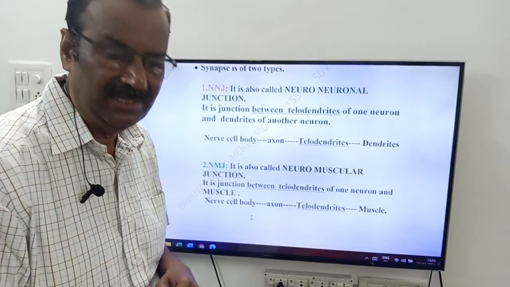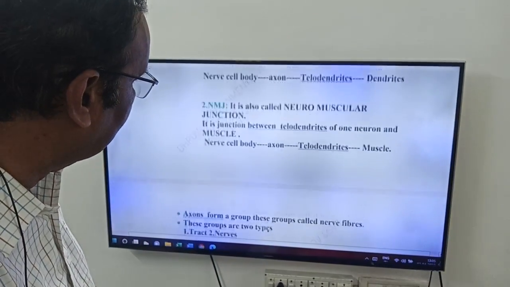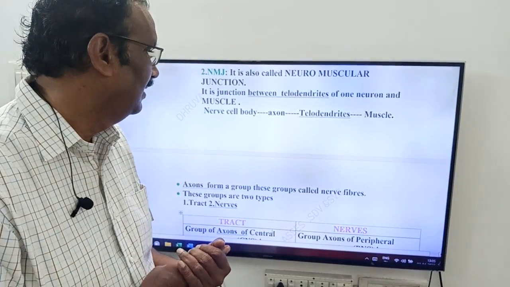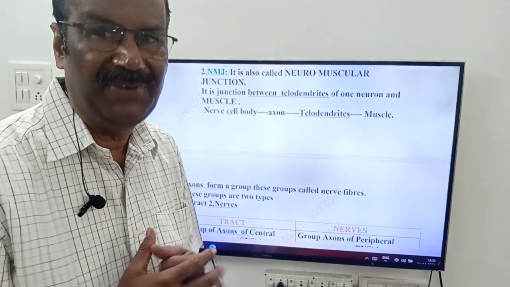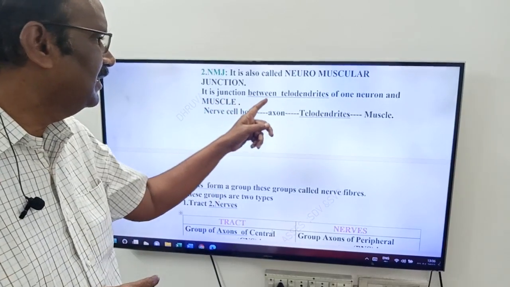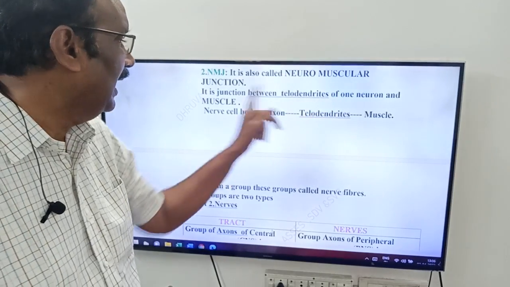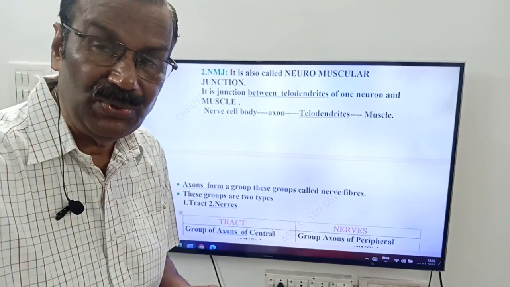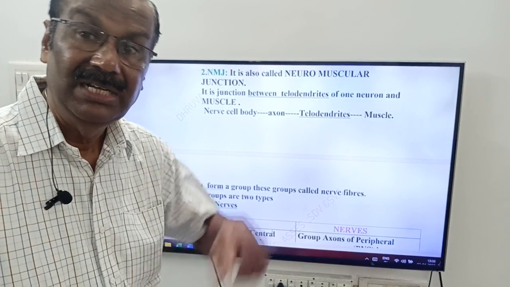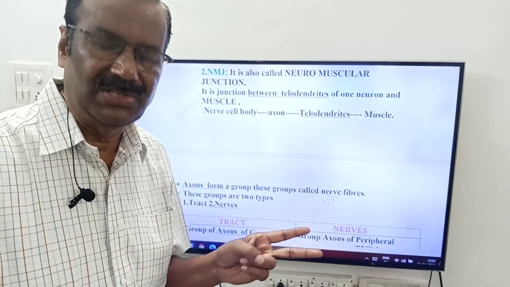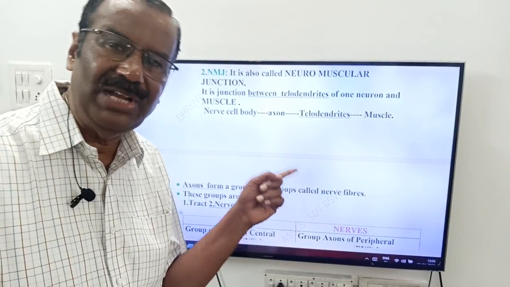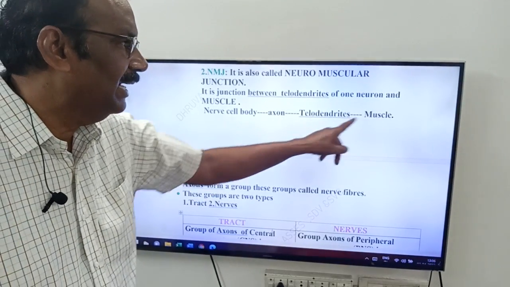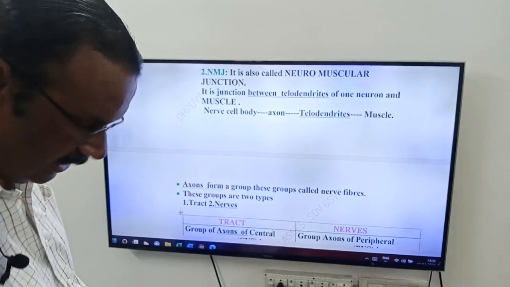That is about NNJ. Now come to NMJ, friends. It is also called Neuromuscular Junction, or motor end plate. It is the junction between telodendrites of one neuron and a muscle. It is a junction between what? Telodendrite of one neuron and one muscle cell. NNJ is between two neurons. NMJ is between one muscle and one neuron. Nerve cell body, axon, telodendrite and muscle. This is NMJ, friends.